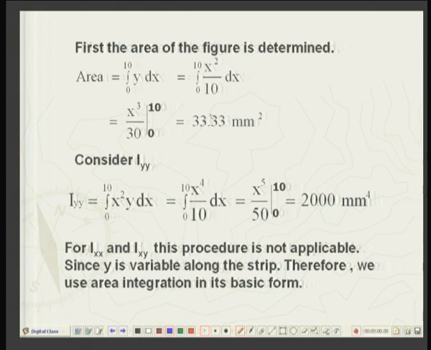So, the dimensions of the area, millimeter square, sorry, area is millimeter square.